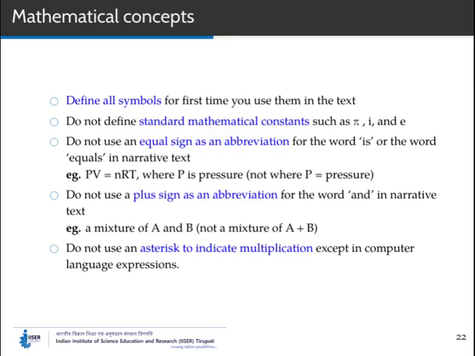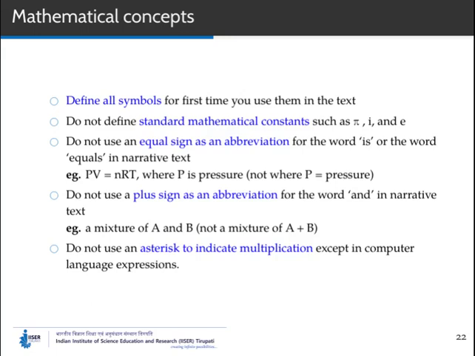Considering mathematical concepts, define all symbols the first time you use them in text. Do not define standard mathematical constants such as pi or i or even e. Do not use an equal sign as an abbreviation for the word "is" or the word "equals" in the narrative text. Like this one, where P is pressure, it should not be like P equal to pressure.